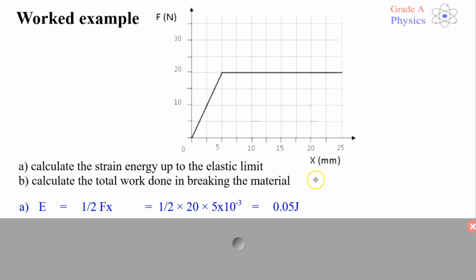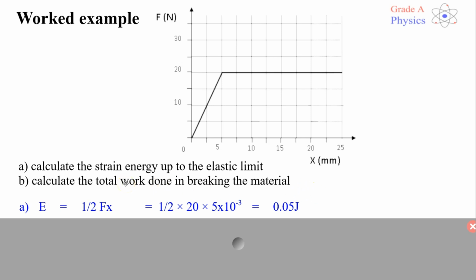So it's half multiplied by 20 newtons multiplied by 5 millimeters. So watch out for that. So this is a really important point. Always look at the units on the axes, because very often that might be kilonewtons or millimeters or something like that. And obviously we need to include that in our calculation, not just write down the numbers on the scale. So we have divided by 1,000 and we have 0.05.